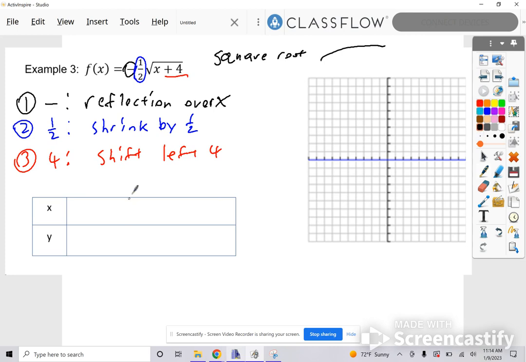So we find the starting point, in this case not a vertex, the same way. We're going to do the inside, -4, switch sign. I don't have anything outside, that's fine. We can add 0 to something without changing it. So there's my starting point.